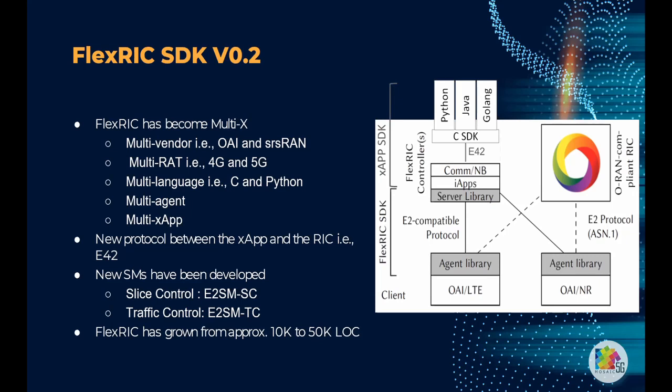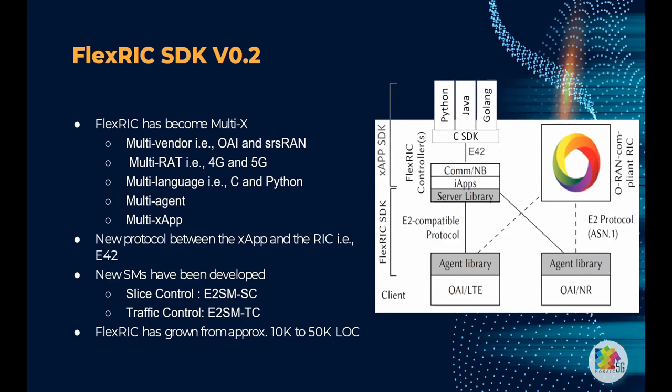So we also developed two new service models. So one is a slice control, E2SM slice control for MAC scheduling, and the other one, traffic control, which is E2SM TC, which is more for the packet processing at the CU. The same as a switch is going to do, we actually implemented those functionalities in the CU. So you have a 6-stage pipeline to process the packet.